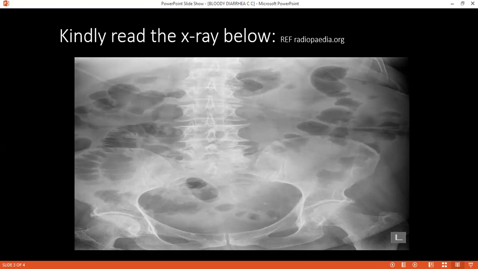Can you appreciate thumbprinting in this X-ray that you're looking at? Actually, ma'am, this is distorted. But as I remember, it is on the left descending colon. We can see on the left-sided descending colon, in between the air, there is a thumbprint. You said patient could have sepsis. How would you define septic shock?